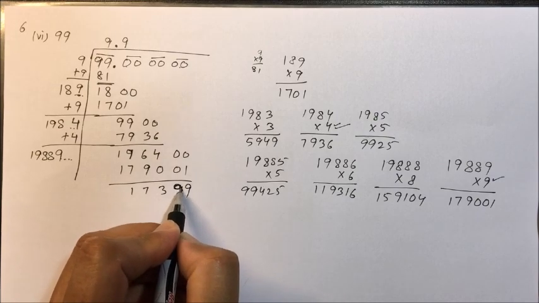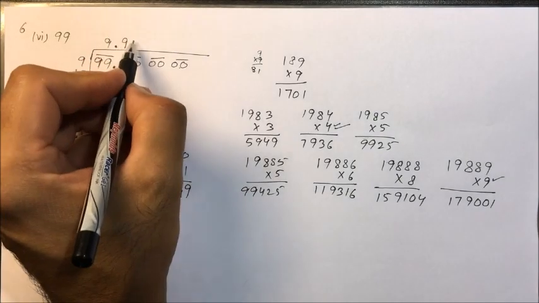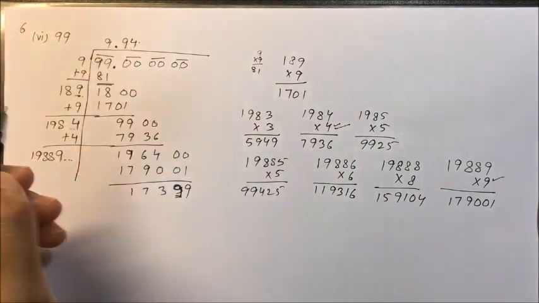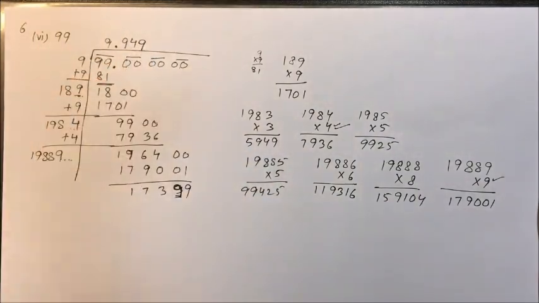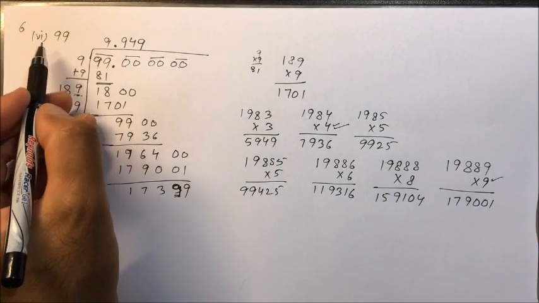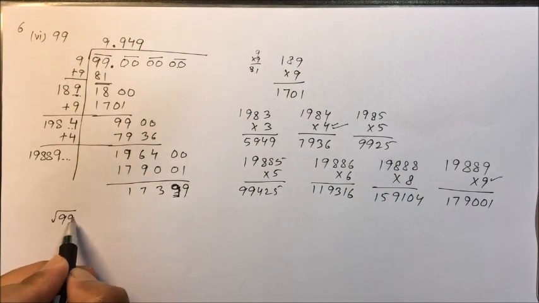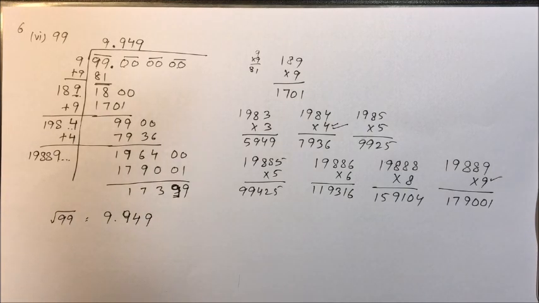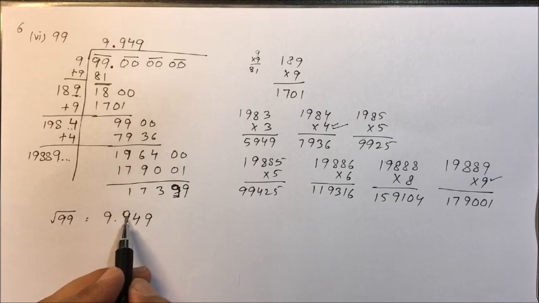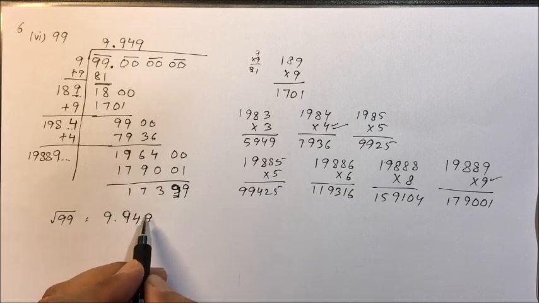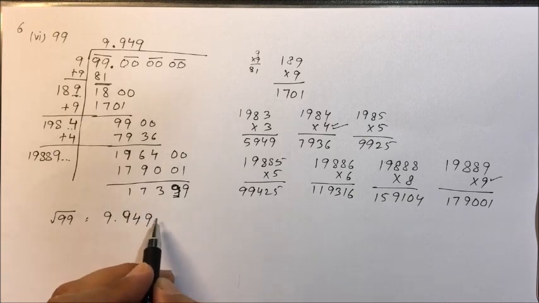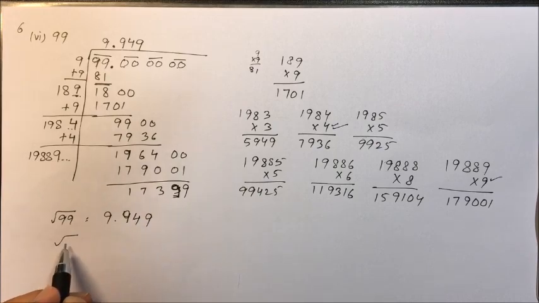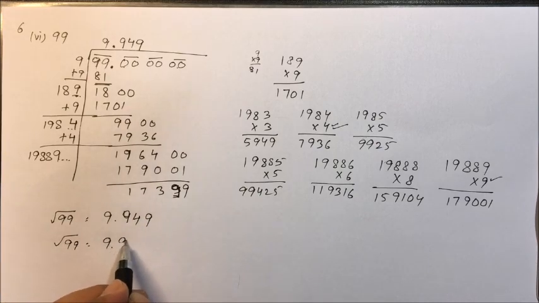1733399, and here first I forgot to put 4. The next digit is 9. So square root of 99 equal to 9.949. Now we have to round it off to 2 decimal places. 9 is greater than 5, so we'll add 1 to here. So root of 99 equal to 9.95. This is the answer.